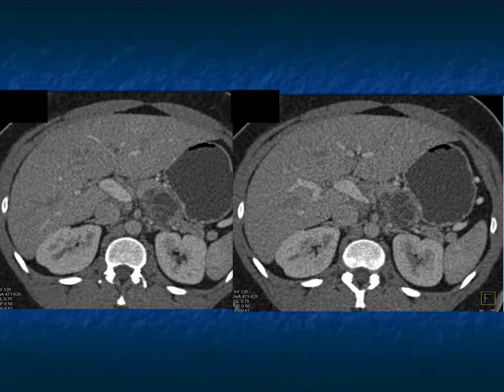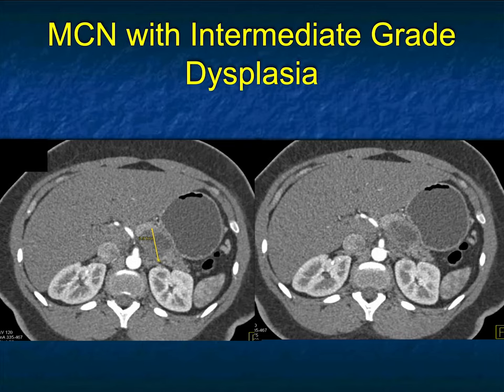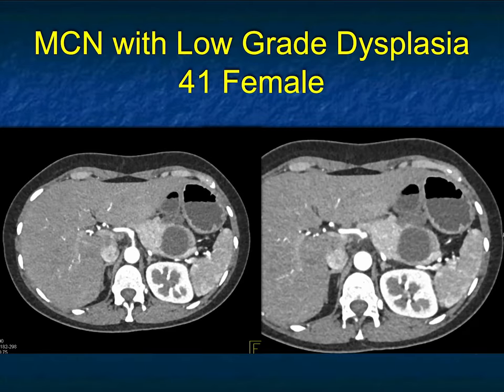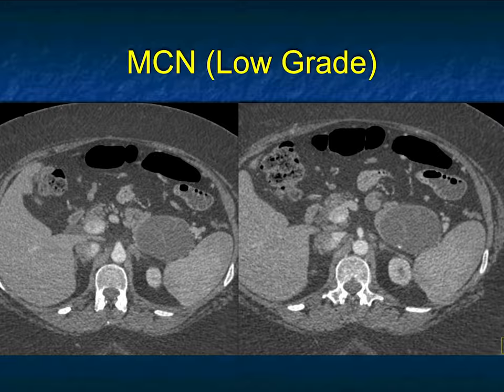But this is a concerning lesion to me. This will need to be resected. And this was resected. Intermediate grade dysplasia. Okay, good. Another one, 41-year-old, low-grade dysplasia, well-defined. Another one, thin septations, a larger lesion. Calcification inferiorly.